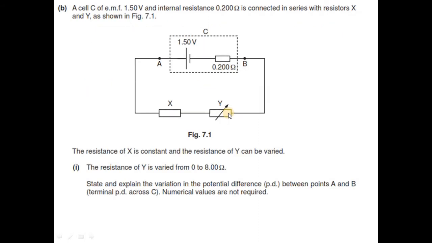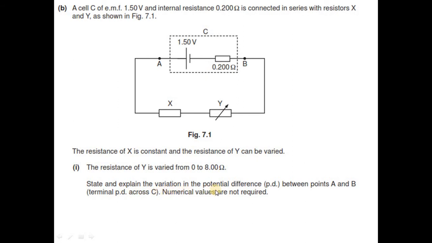Part B, a cell C of EMF 1.5 volt and internal resistance 0.2 ohm is connected in series with the resistors X and Y as shown in figure 7.1. So this is a circuit, internal resistance, variable resistance, and X. The X is a constant and Y can be varied. The resistance of Y is varied from 0 to 8 ohm.